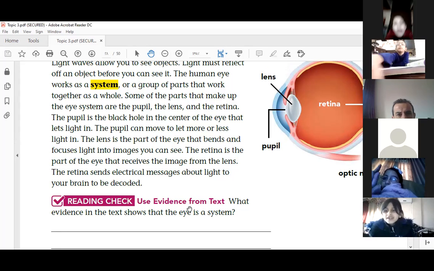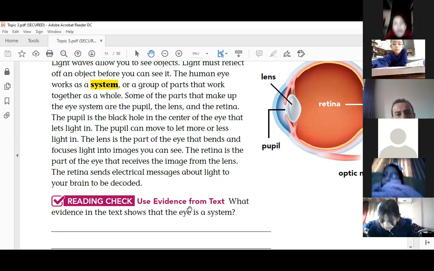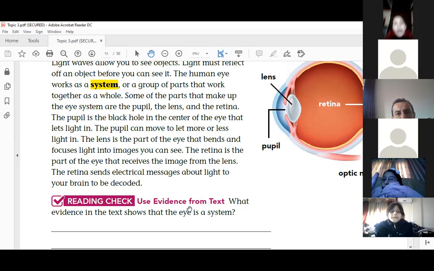The retina. No, you must tell me why your eyes is a system. Thank you, but try again.